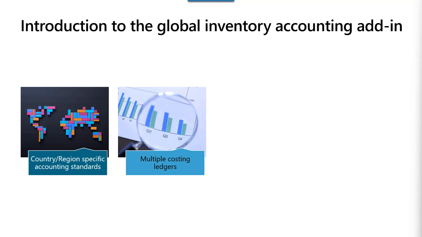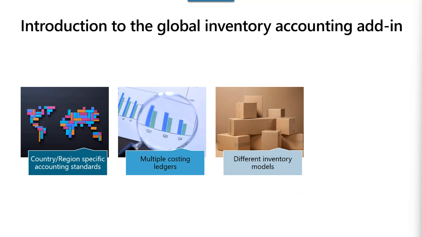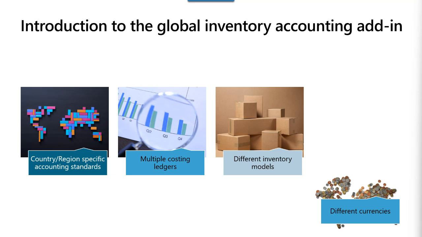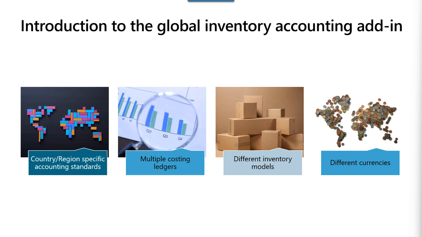When you need to keep a different set of books for statutory or operational reporting, you can have multiple ledgers to track costs in different ways. If you need to value inventory in more than one costing methodology, the add-in supports the ability to track item costs with different inventory models than the model you post into your general ledger. You can also use the add-in to value your inventory in different currencies.